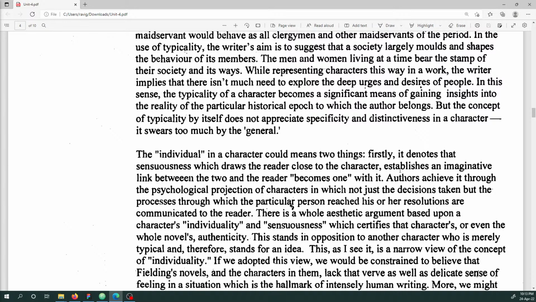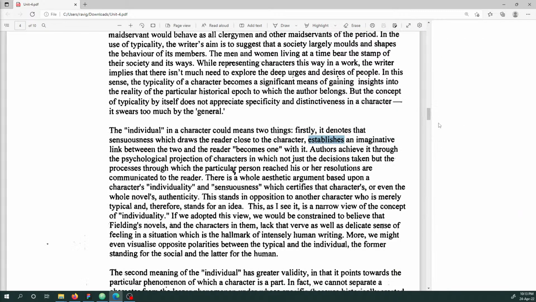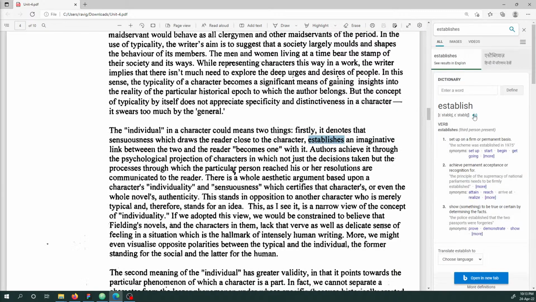Okay, establishes, establishes. I'll just look up the pronunciation. Establish, establishes.